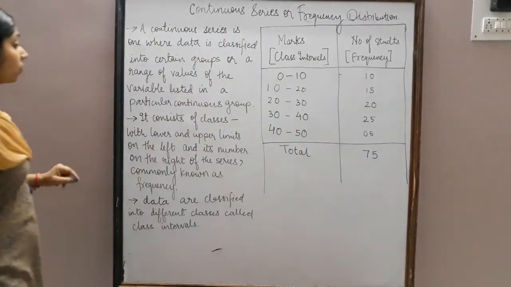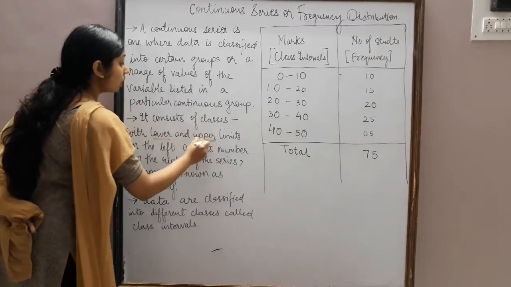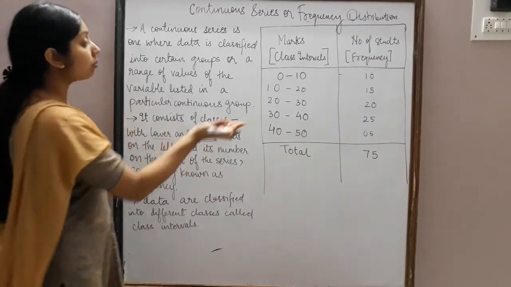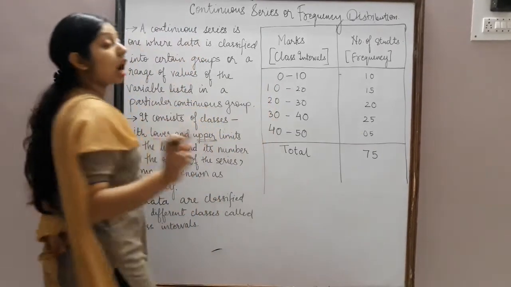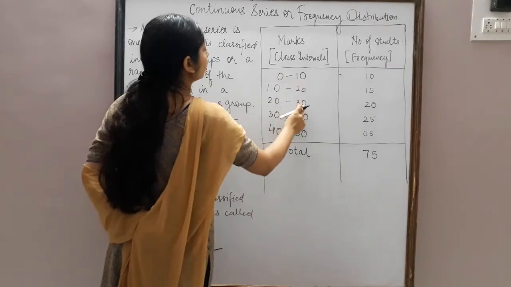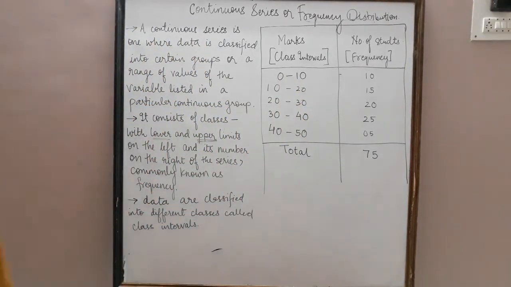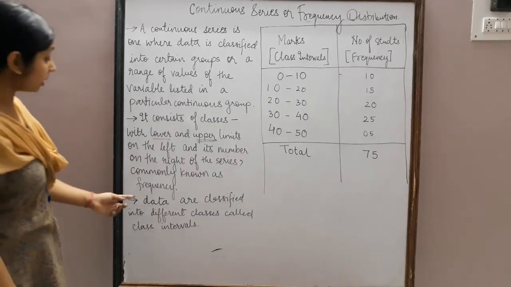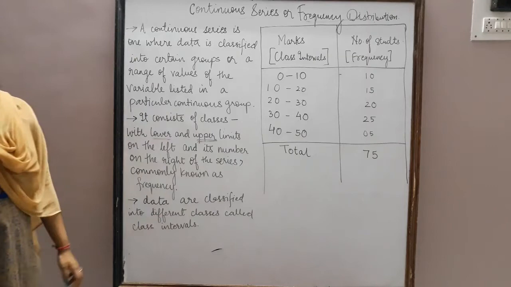Now what is written over here? It consists of classes with lower and upper limits. What is the lower limit? The numbers on the left hand side, that is 0, 10, 20, 30, 40 are lower limits. And the numbers on the right hand side, 10, 20, 30, 40, 50 are upper limits. Right? So over here, next point is data are classified into different classes called class intervals.